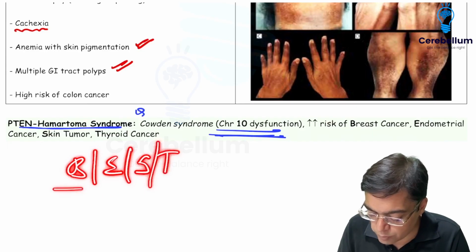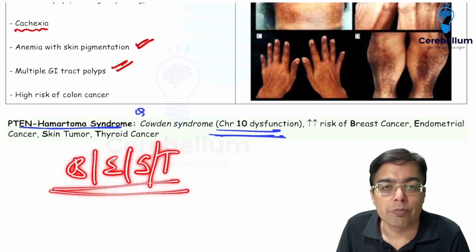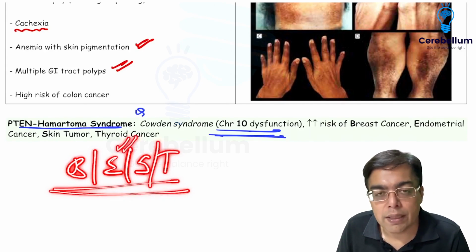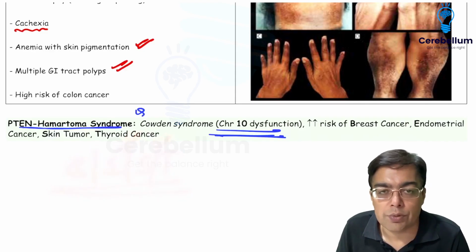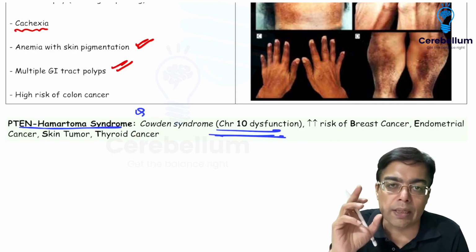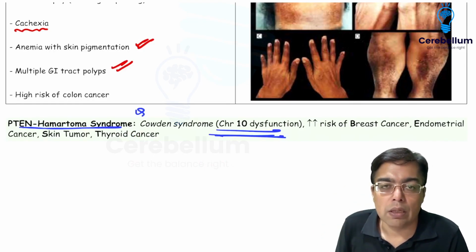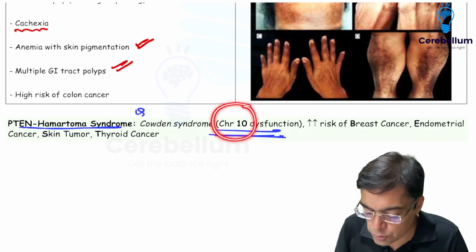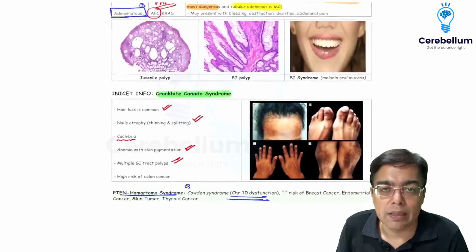These patients are going to have a high risk for development of breast cancer, a high risk for development of endometrial cancer, skin tumors, and thyroid cancers. Because of its association with thyroid cancer and endometrial cancer, Cowden syndrome is likely to be asked in the exam. So Cowden, Cow10, that's how we remember it. Chromosome 10 dysfunction is going to be seen in the patients.